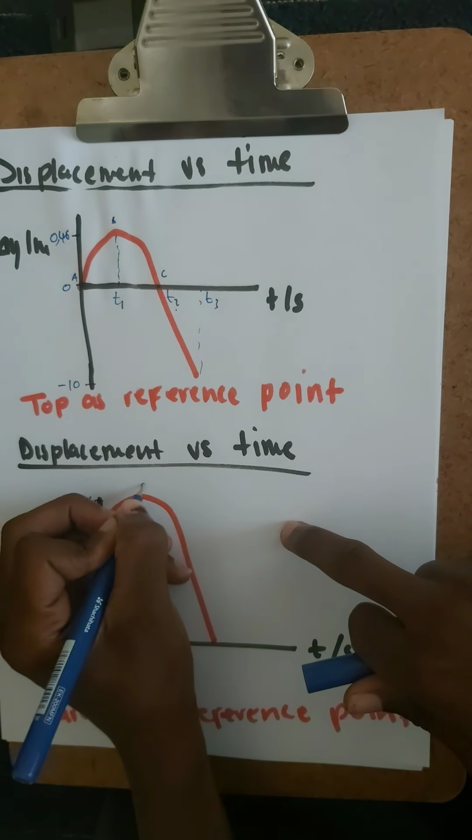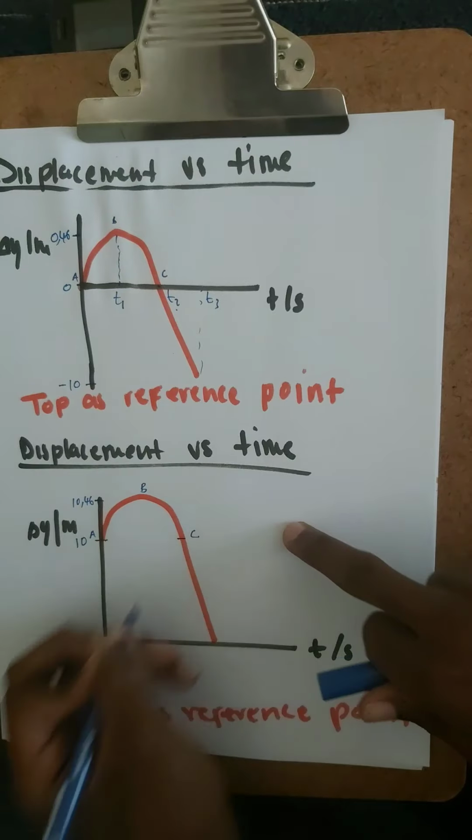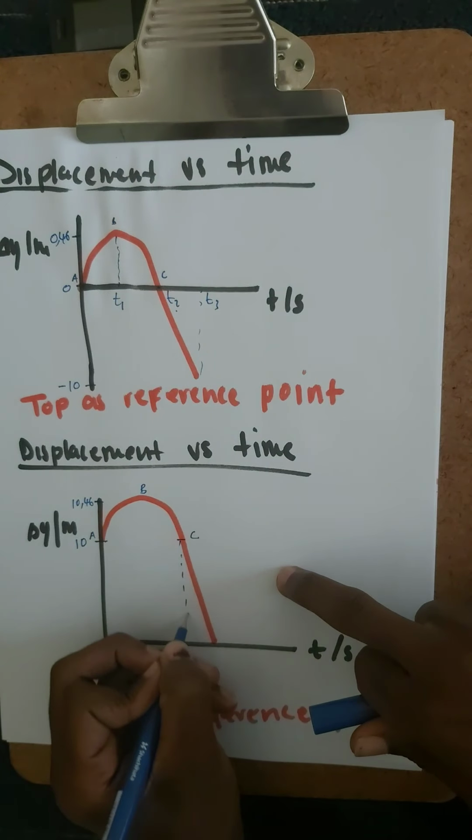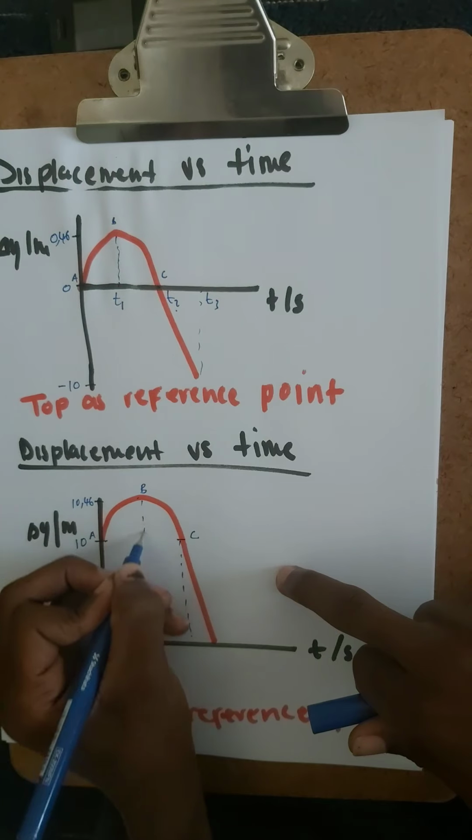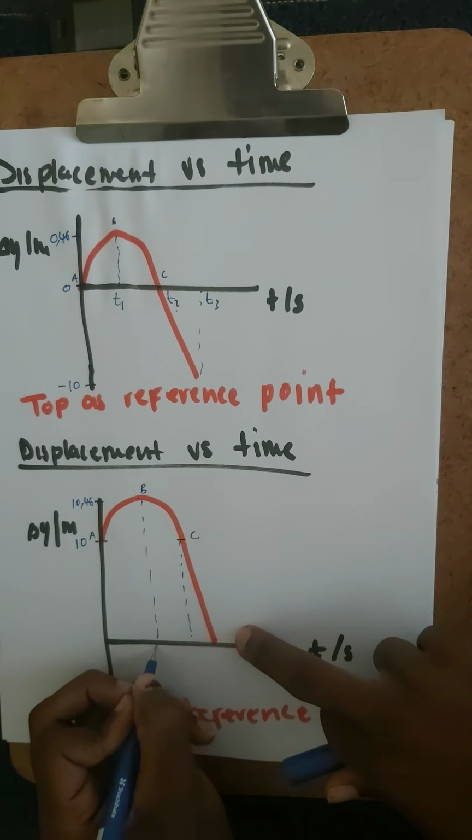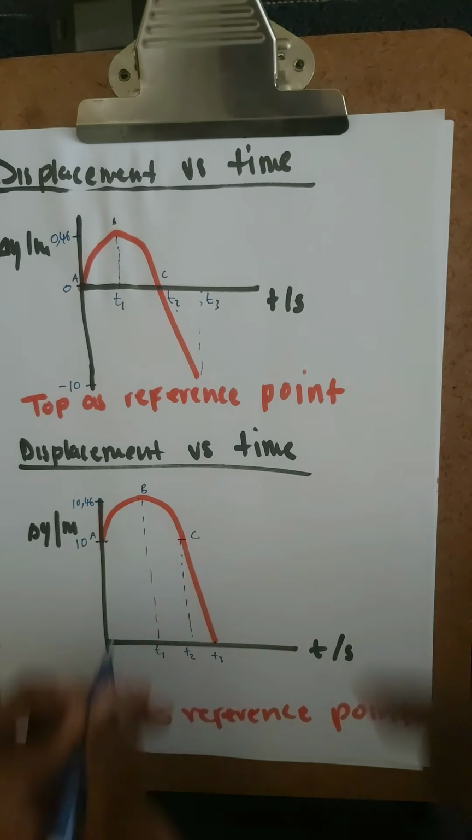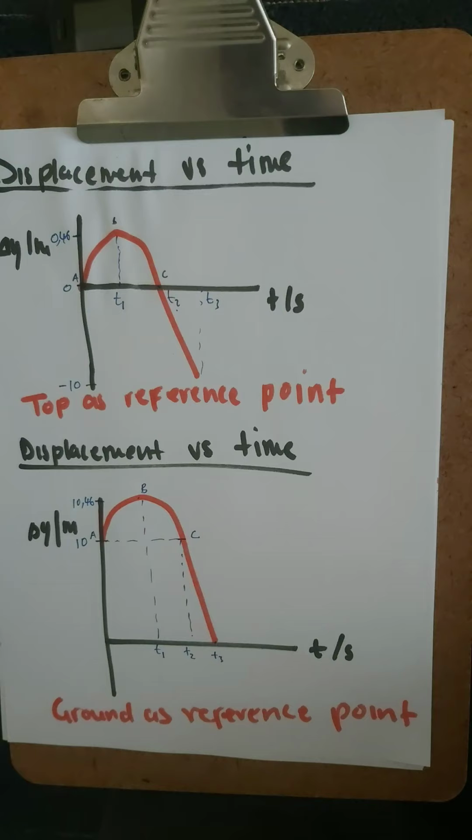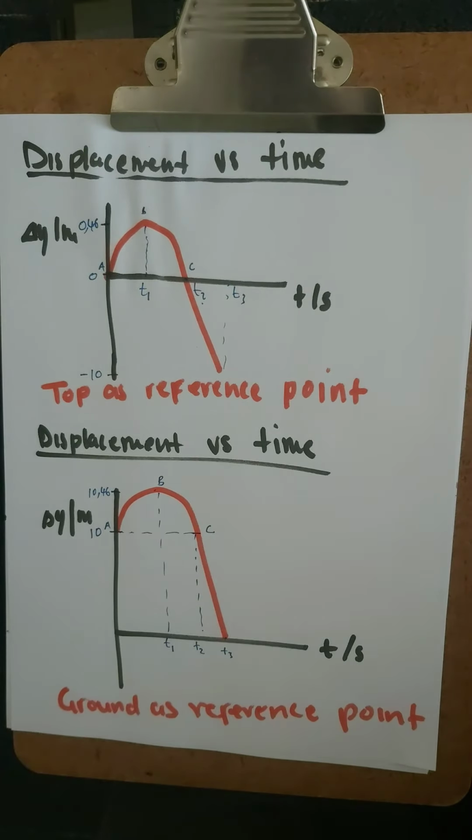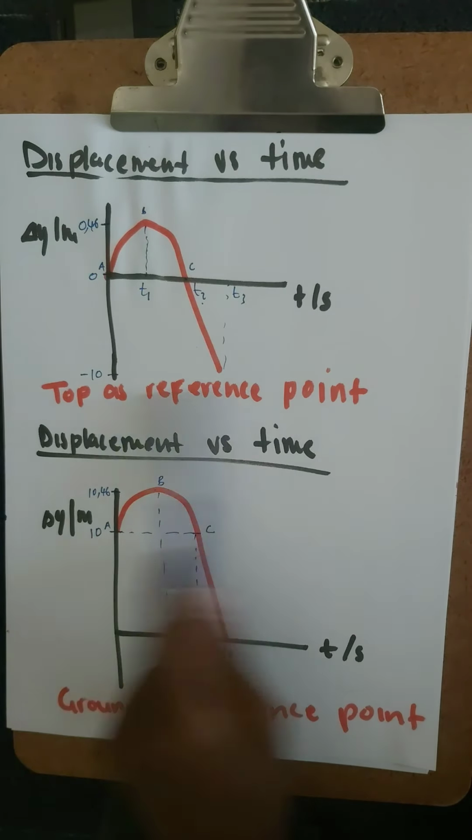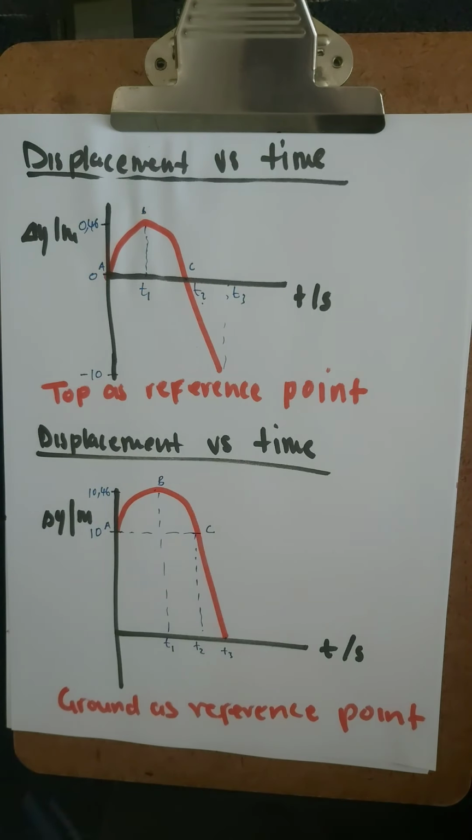This is my position A, this is my B, then this one is my C, where it reaches the same position. You must know the time. So the time to reach maximum height we can call T1, T2, then the time to reach the ground is T3. So this is the displacement versus time graph. This one is taking the ground as a reference point, and this one is taking the top as the reference point. Okay, so I will also do another video when we change the directions.